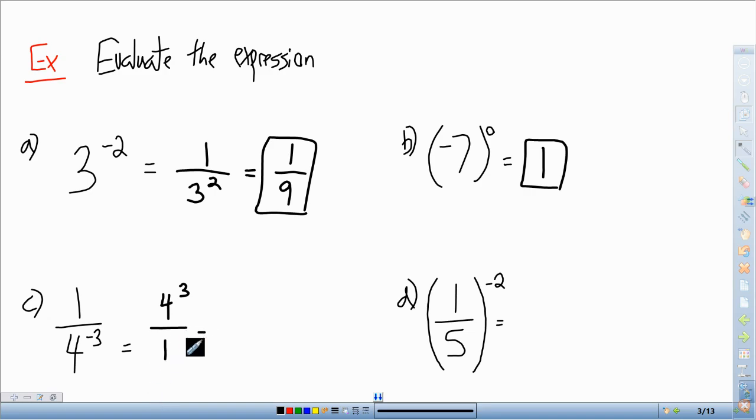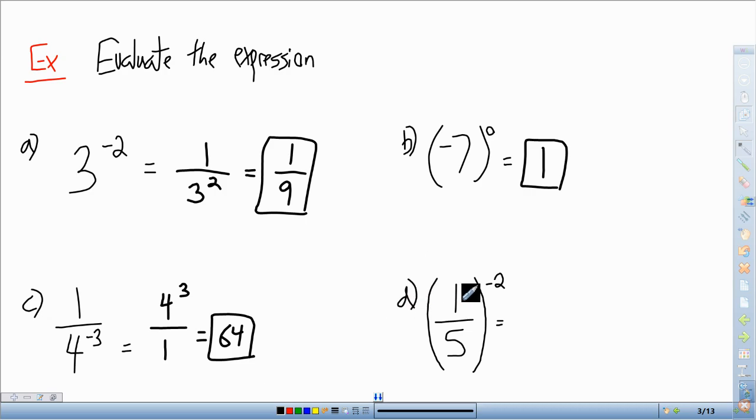But again, let's go one more step. We can actually do this math here. We can do 4 to the power of 3. Make sure you have a calculator. Make sure you know how to type in your exponents. If you don't, ask me, but 4 to the power of 3 is 64.